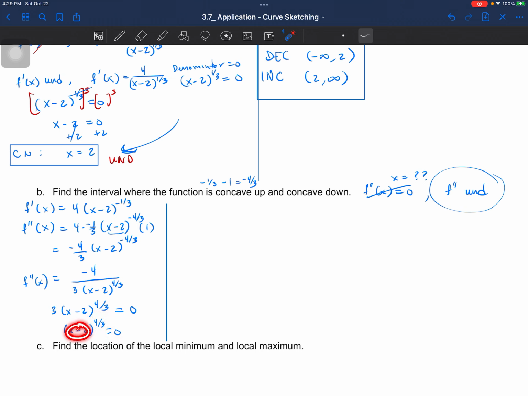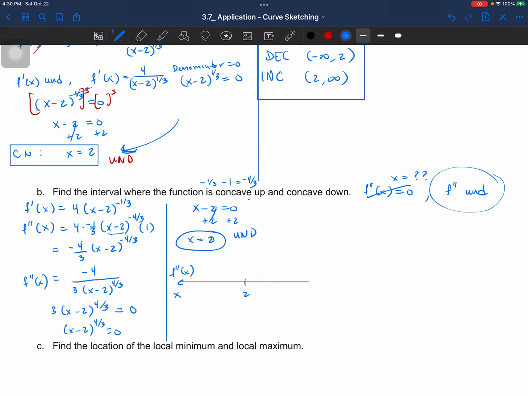I always show you guys that the only way that this is going to equal 0 is whenever the inside is 0, because 0 to any power is going to be 0. This cannot be any other number than 0. So x minus 2 equals 0, which implies by adding 2 it equals 2. All right, so that's your possible point of inflection, and we're going to use this to help us find the number line.